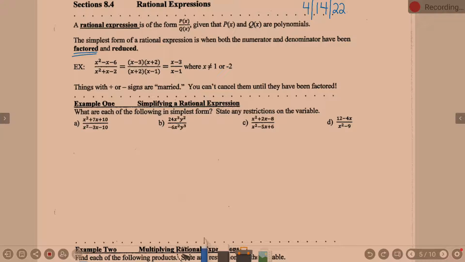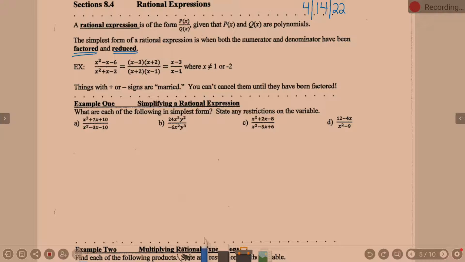The simplest form of a rational expression is when both the numerator and denominator have been factored and reduced. Remember how we were finding holes where we had to factor so then we could reduce any factors that might be in common? It's the same type of thing. We're going to factor and then we're going to cancel. So there's an example here.